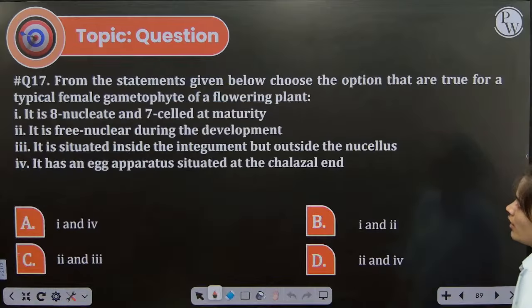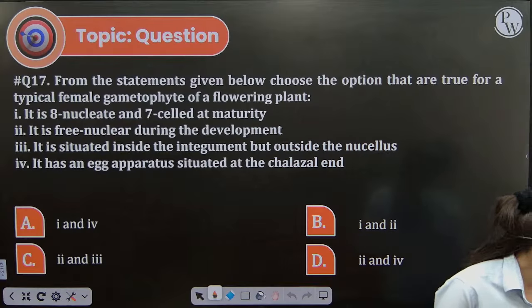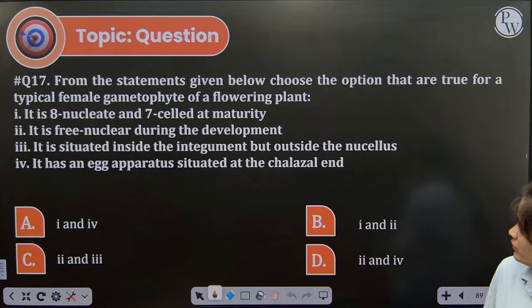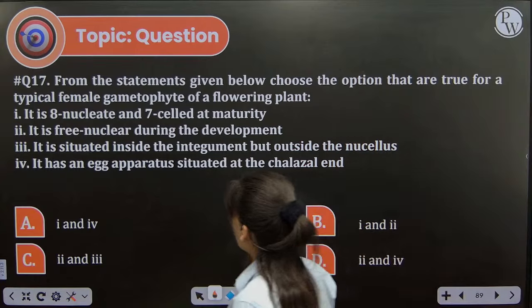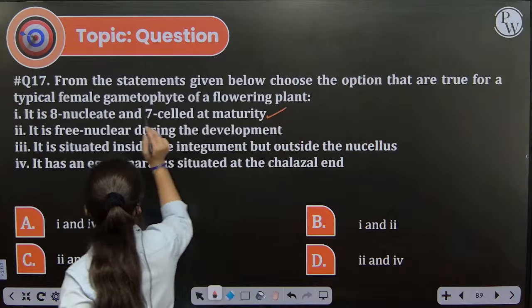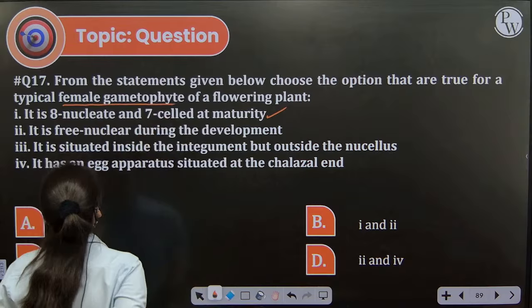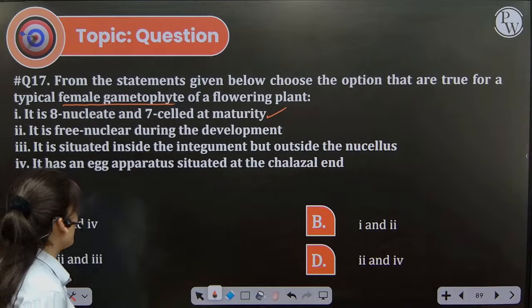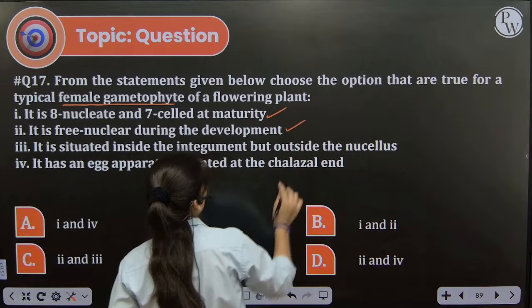Next, from the statements given below, choose the option that is true for a typical flowering plant. Typical female gametophyte is at the 7 cell 8 nucleate stage. Yes, this statement is true. It is free nuclear during development. Yes, free nuclear divisions take place.